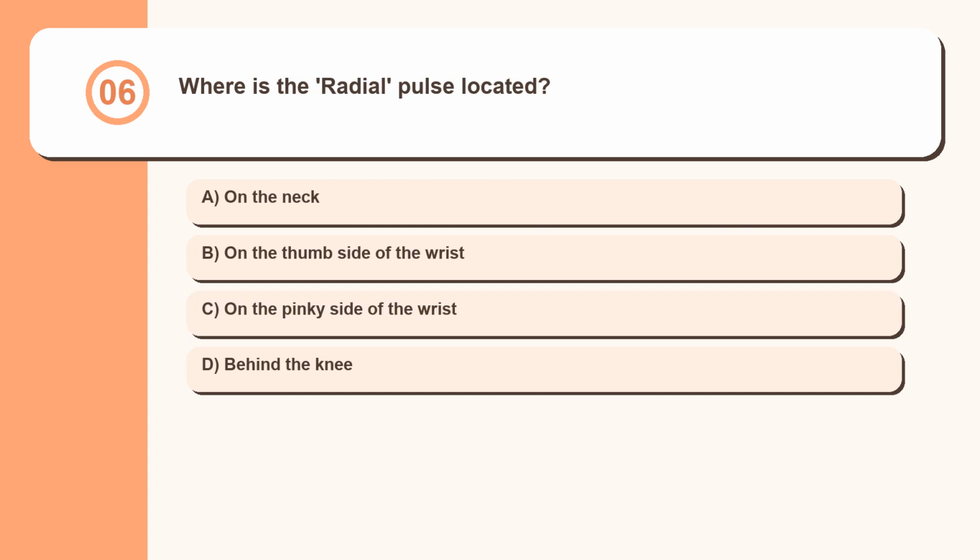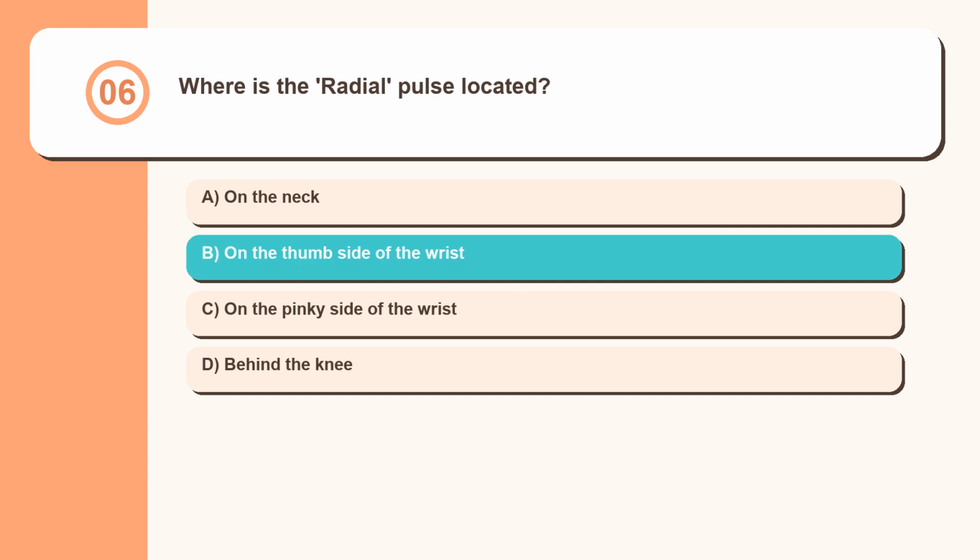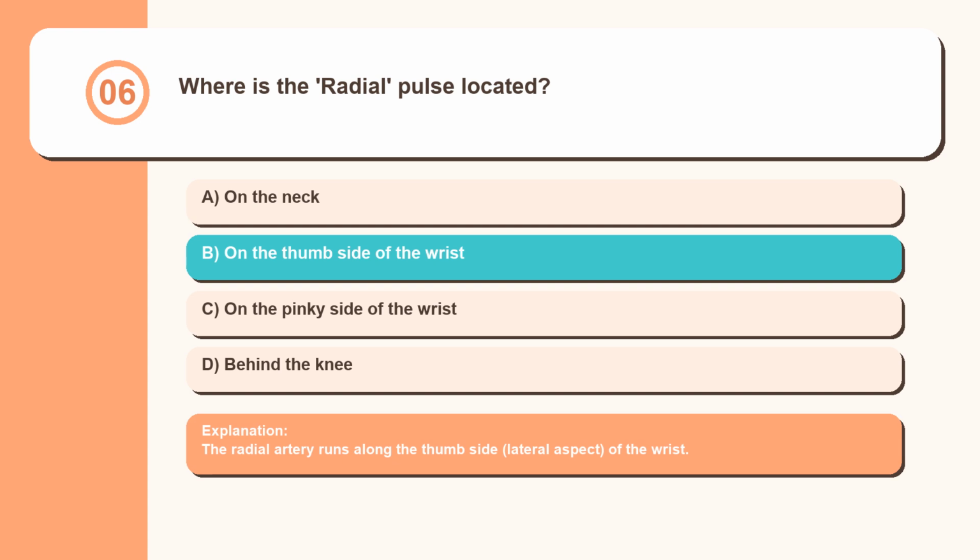Question 6. Where is the radial pulse located? On the neck, on the thumb side of the wrist, on the pinky side of the wrist, behind the knee. The radial artery runs along the thumb side, lateral aspect, of the wrist.